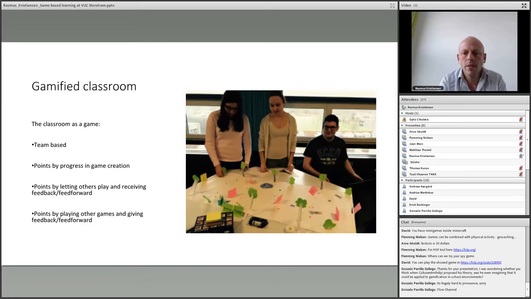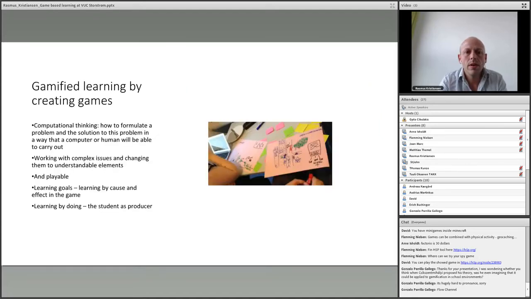But of course, they also try to create a game. So they're also learning by creating games. They're learning designers in essence, or they learn how to create a game design. And as we talked about, this is a way to achieve some computational thinking. So how to have relatively complex issues addressed so it will be possible to understand it and to learn about it and to teach others about it through a game.